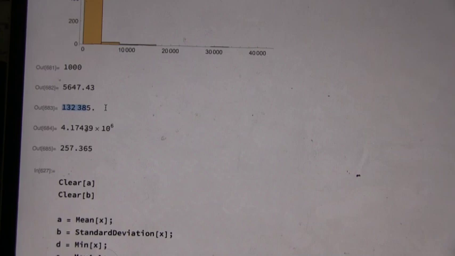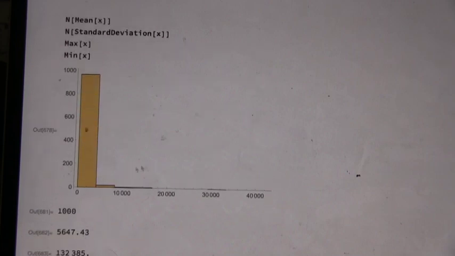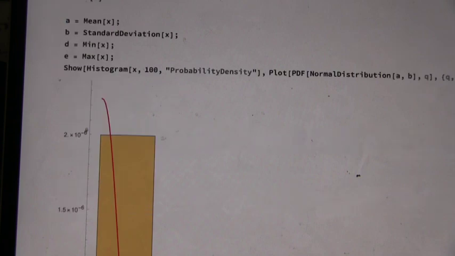The largest one is 4.17 times 10 to the 6th. What is that number approximately? So that's like 4 million. 4 million. And the minimum was 257. And so the distribution looks like this now. It does not look like a normal distribution. Not at all.